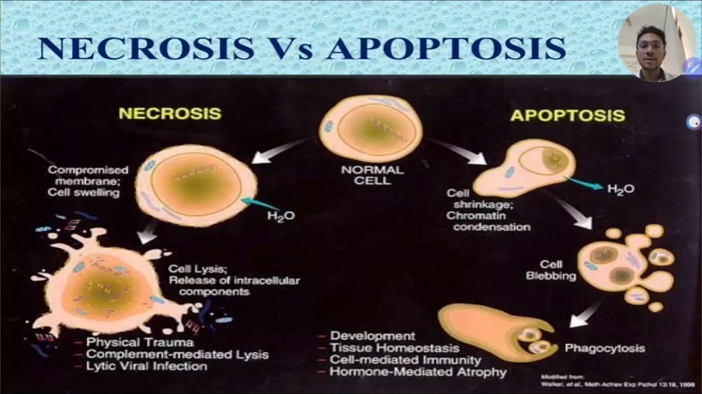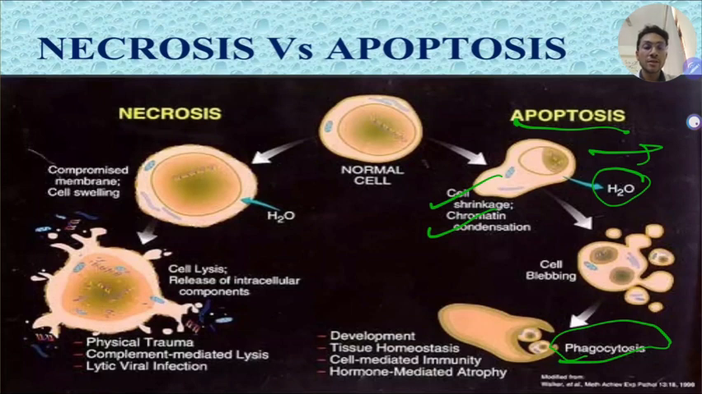Necrosis and apoptosis. Firstly, we will discuss apoptosis. In apoptosis, water moves out of the cell, which causes cell shrinkage and chromatin condensation, which leads to cell blebbing, and finally phagocytosis takes place, and in this way apoptosis occurs. This is helpful in development, tissue homeostasis, cell-mediated immunity and hormone-mediated atrophy.